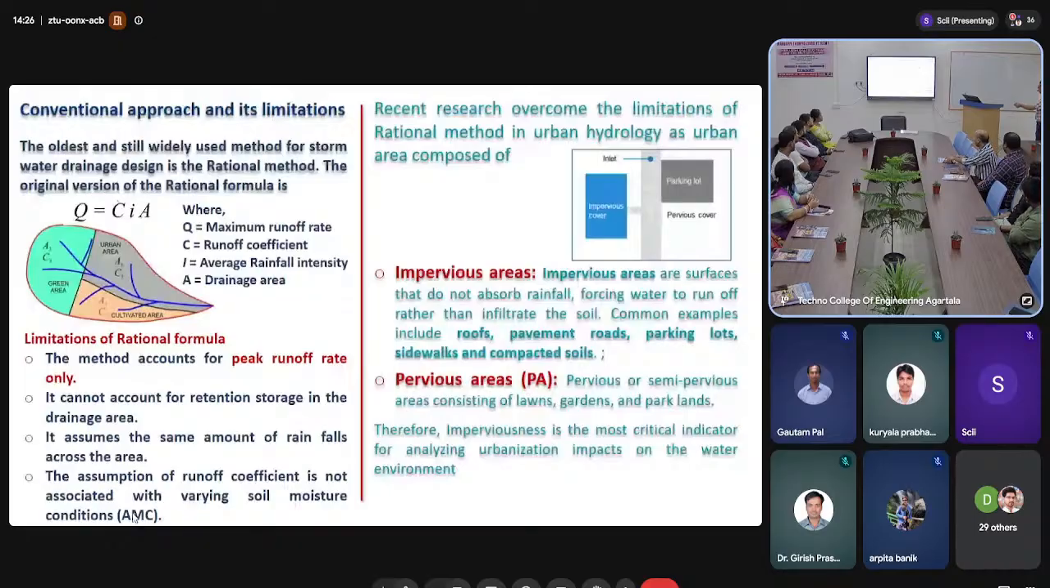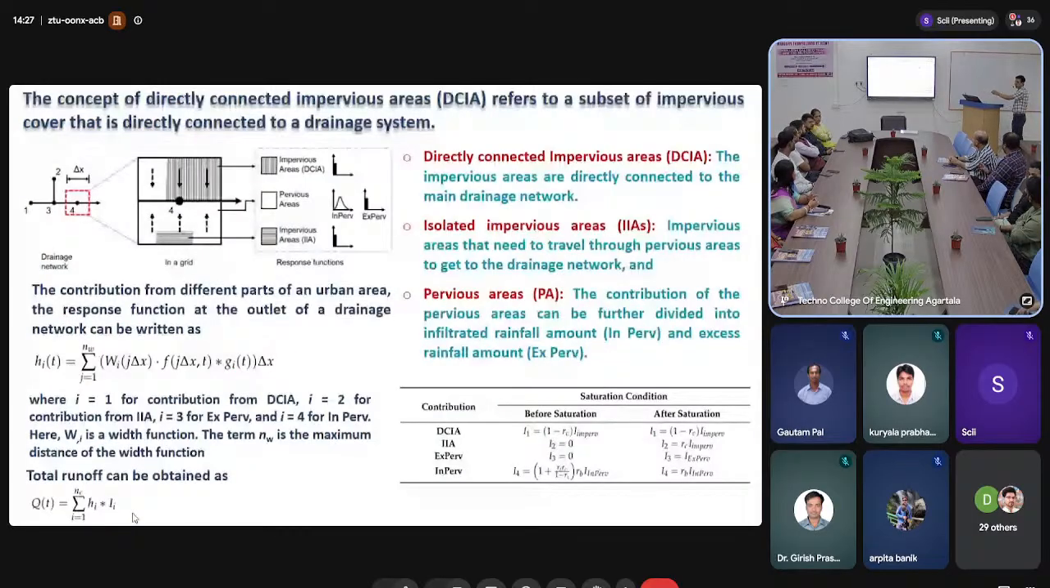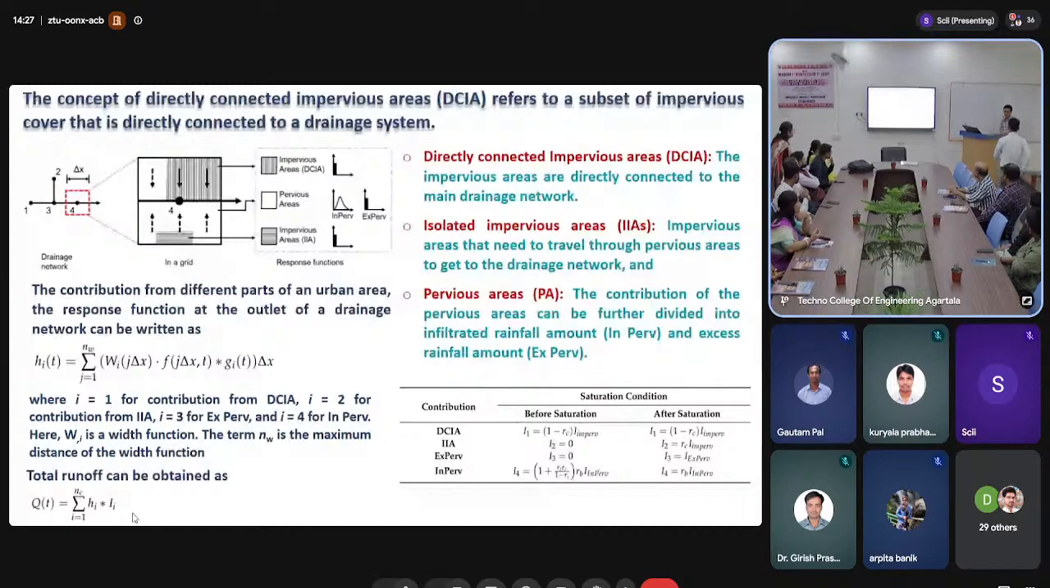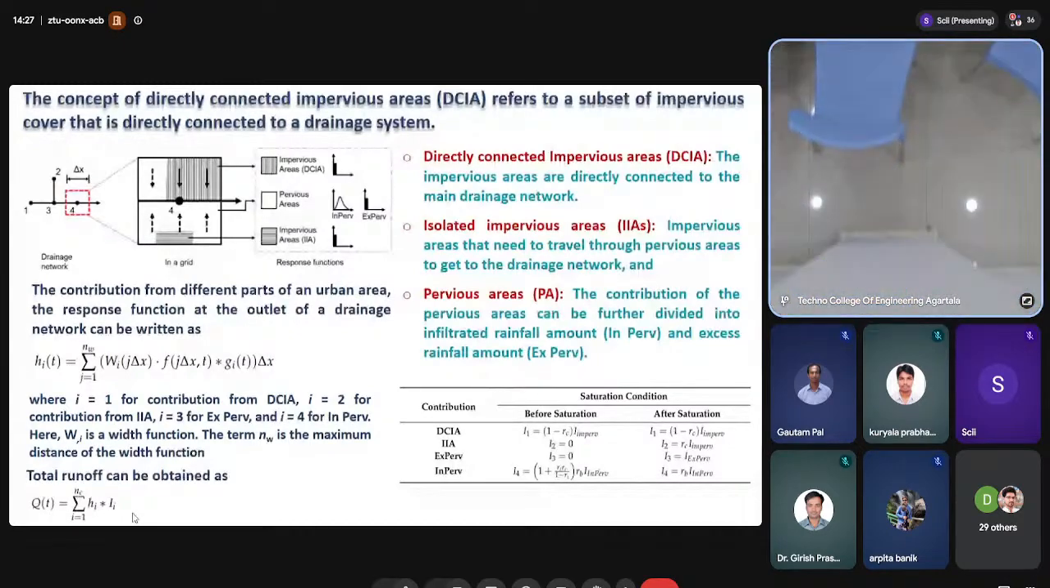Now if we look into that, why is it not pointing? Okay, this cursor is visible, no? Okay, now it will work.